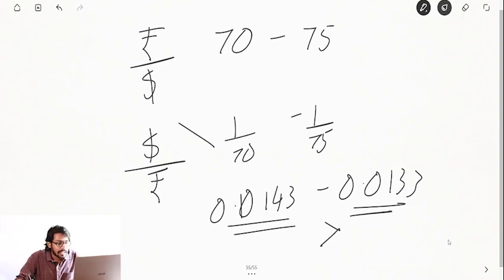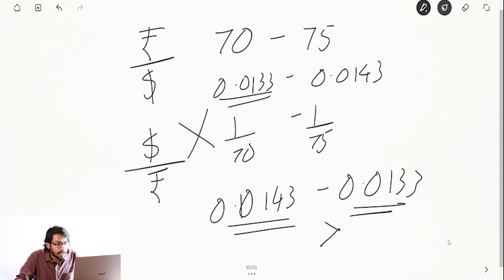Okay, so this is wrong. It is the other way around. It is 0.0133 slash 0.0143. The bid rate under indirect quote is 1 by ask rate of direct quote, and the ask rate of indirect quote is 1 by bid rate of direct quote. It comes crisscross. Okay, and it will tally.